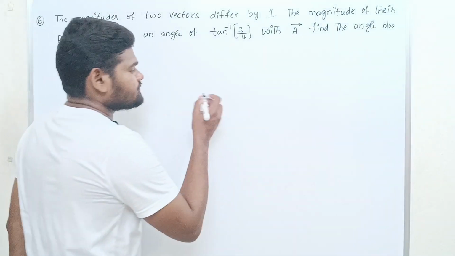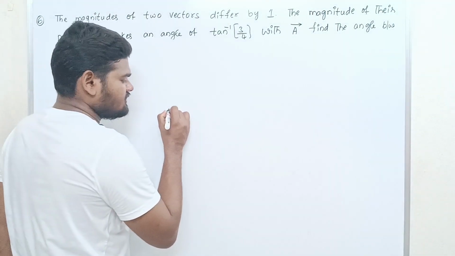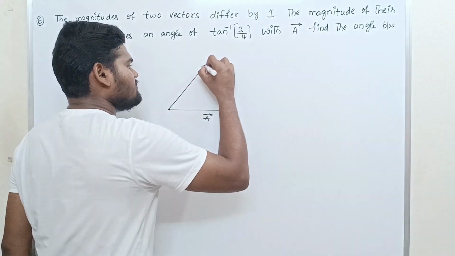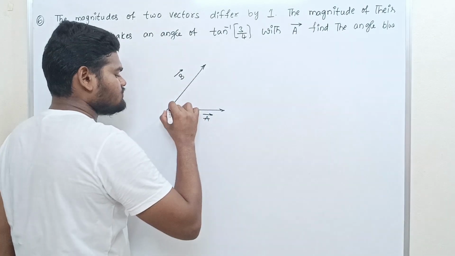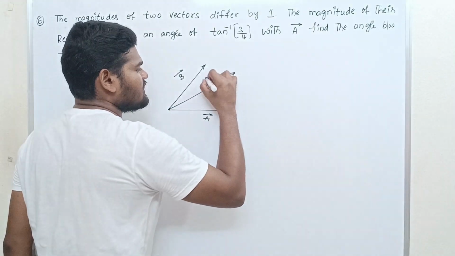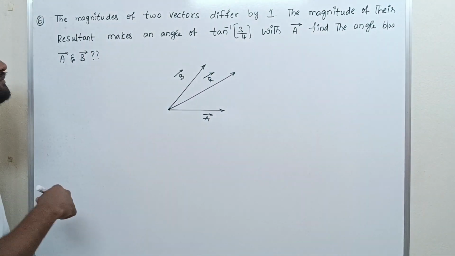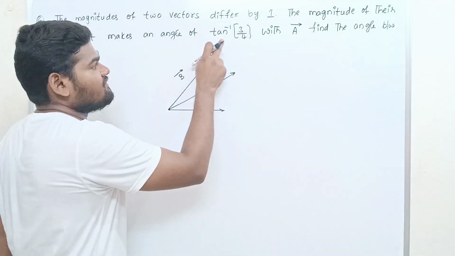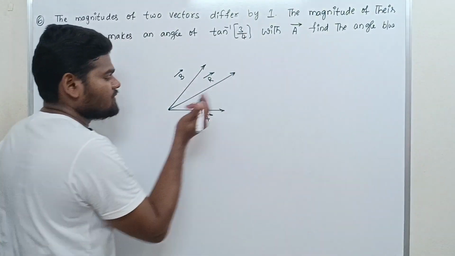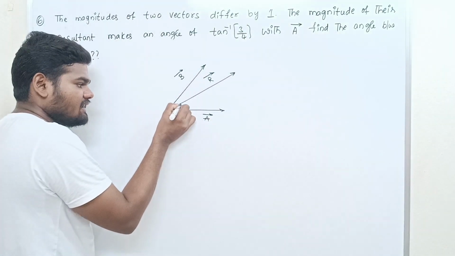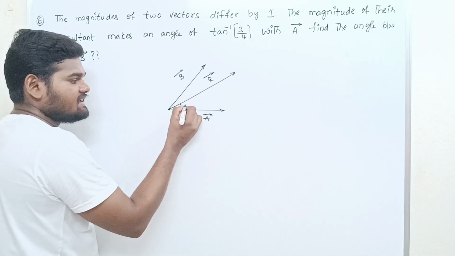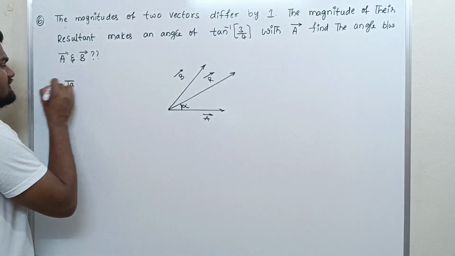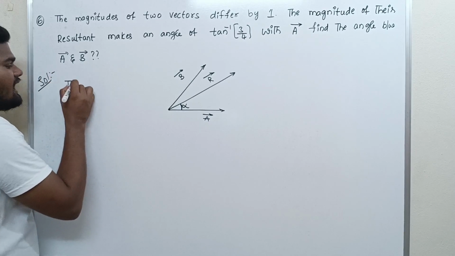Have a look, I told you in a previous lecture. This is A bar vector. Let us say this is B bar vector, and this is their resultant vector according to the parallelogram law of vectors. The resultant makes an angle of tan inverse of 3 by 4 with A bar. So with respect to A bar vector, this resultant vector is at an angle alpha. Then we can write the direction of R bar. So, solution.